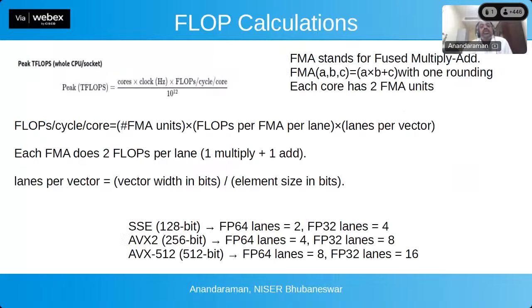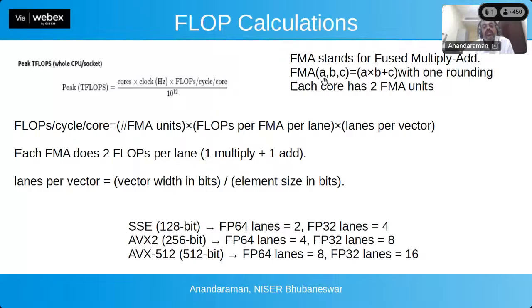So this is how floating point operations per second is calculated. This is the formula: teraflops is equal to the number of cores times the processor base clock frequency times the flops per cycle per core, divided by 10 to the power 12, because we want teraflops. Here each processing element has an FMA, a fused multiplication adder.